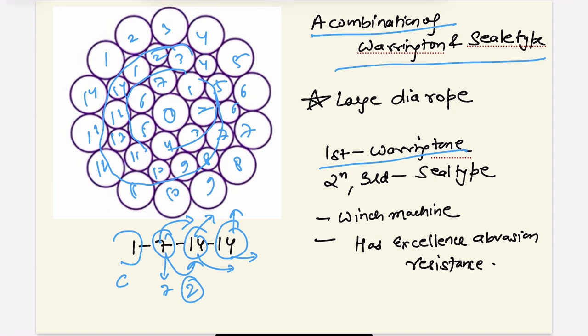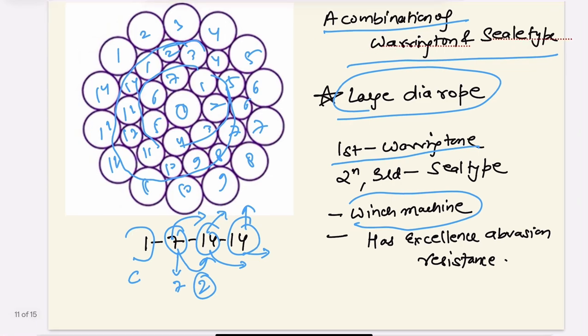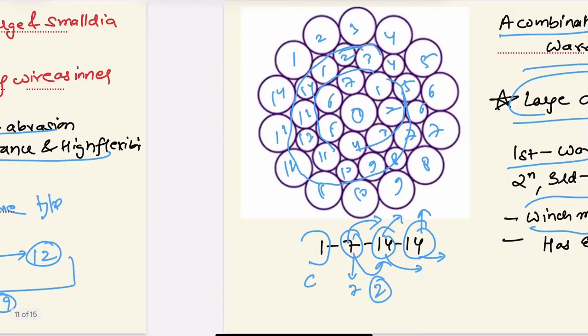so it basically has excellent flexibility. And one more thing, as the number of wire ropes is large, it has a large number of wires. Okay, so basically it is a large diameter rope. So it is used where a large rope diameter is needed, and flexibility is the main criterion. In winch machines, generally a combination of Warrington and Seale type wire rope sling is used. Hope all three types of slings are clear to you.